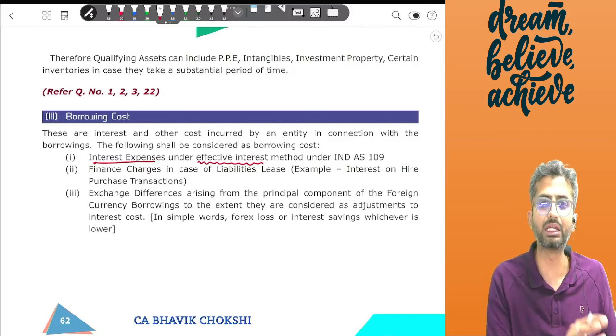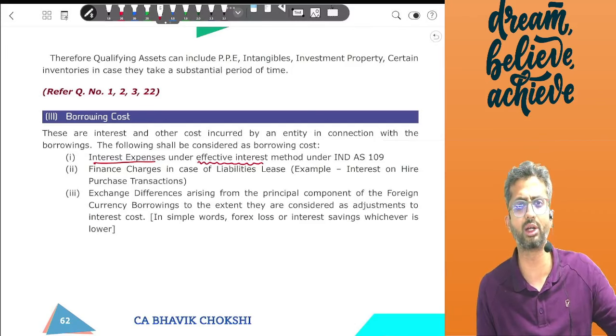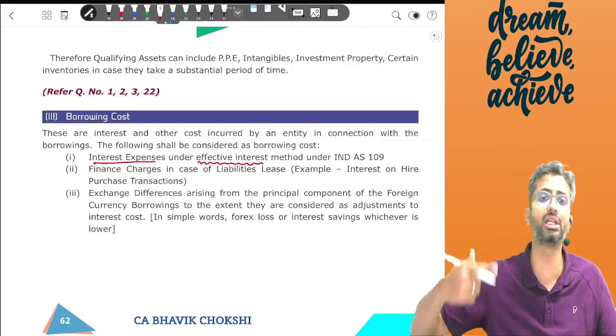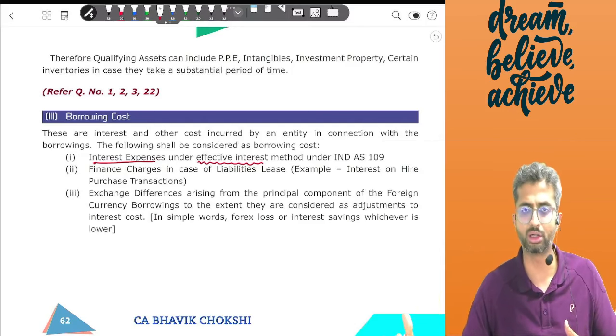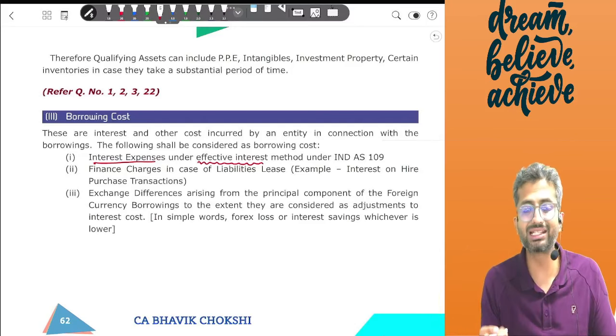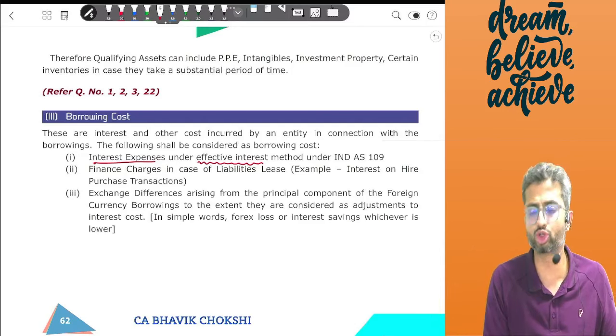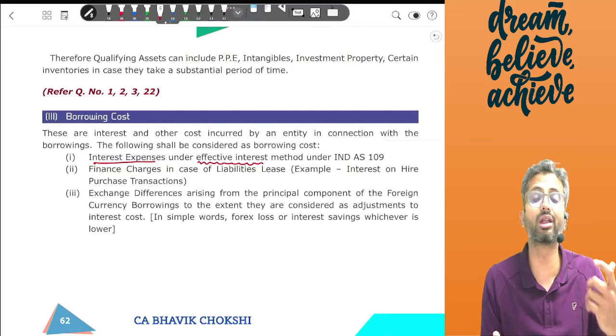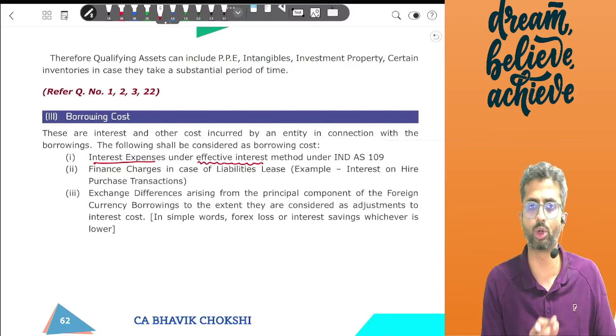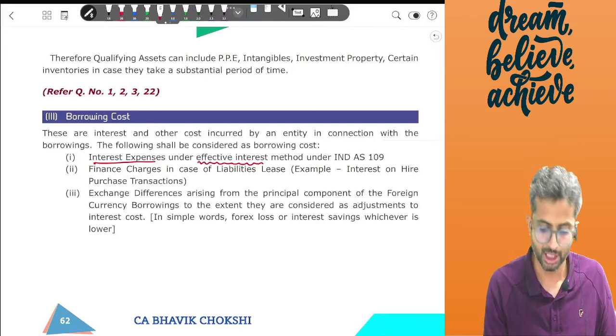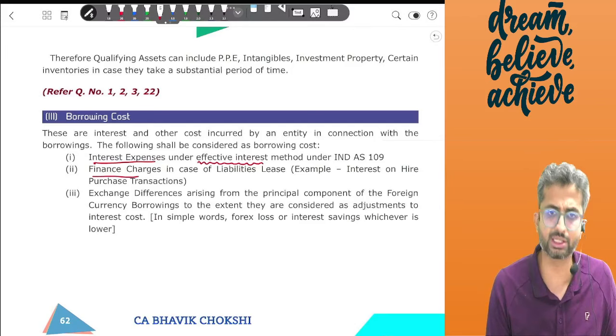Again, when you look at leases, Ind AS 116, you will create a right of use asset and a corresponding lease liability. Each year on the lease liability, you will recognize interest. And hence, this interest on the lease liability will also be interest on account of a borrowing, which can be taken as a borrowing cost if it is for a qualifying asset. So these two are fairly obvious: finance charges in case of a lease liability, or interest using the effective interest method.